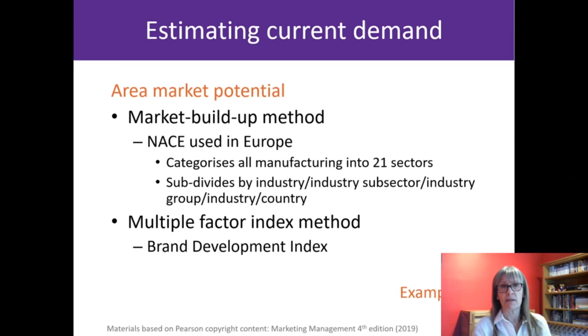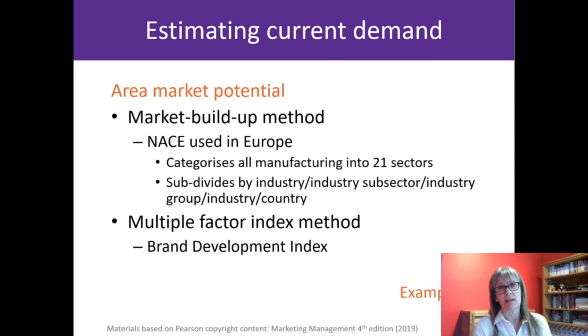The market build-up method calls for identifying all the potential buyers in each market and estimating their potential purchases. An efficient method of estimating area market potentials makes use of the statistical classification of economic activities in the EU, NACE, N-A-C-E, which stands for Nomenclature des Activités Économiques, and consists of a 6-digit code. It produces accurate results if we have a list of all potential buyers and a good estimate of what each will buy. Unfortunately, this information is not always easy to put together.